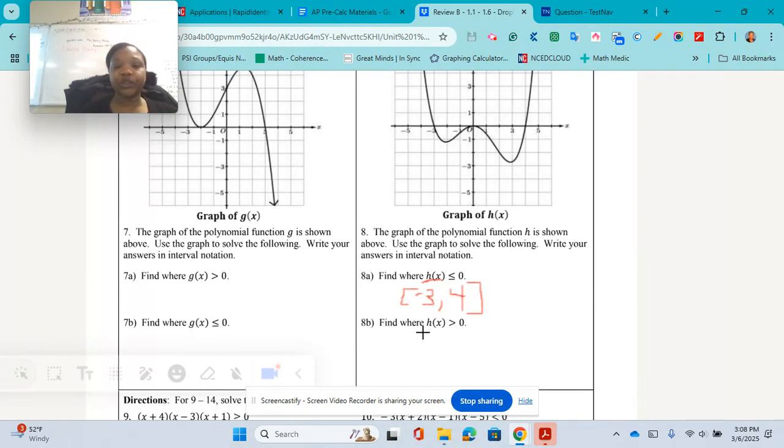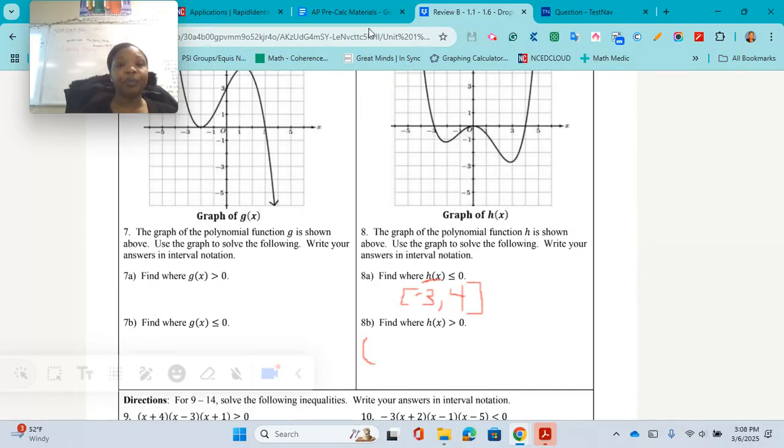All right, for the next one, find where h of x is greater than 0. Are we including 0? No. So we are dealing with brackets or parentheses? Parentheses. Greater than 0, above or below? Above. All right. So from left to right, tell me, what do I have?